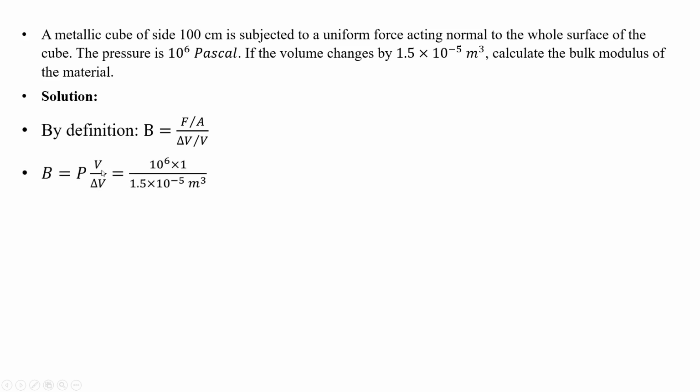So bulk modulus is P multiplied by original volume divided by change in volume, and in the question the change in volume is 1.5 and the pressure is 10 raised to the power 6 Pascal. Putting the value in the equation, we will get the bulk modulus as 6.67 into 10 raised to the power 10 Newton per meter square.